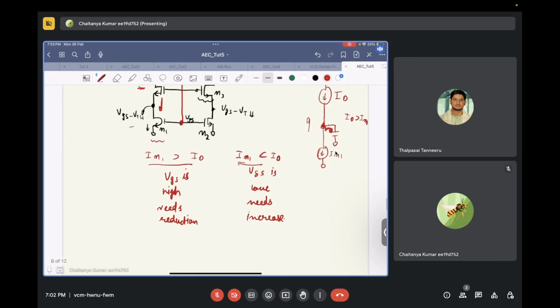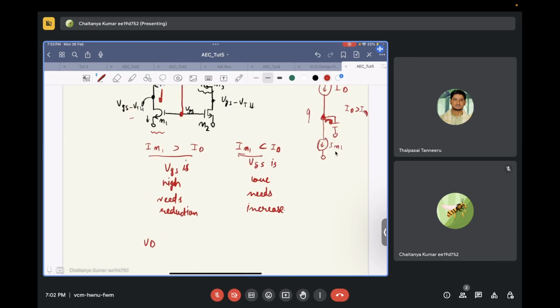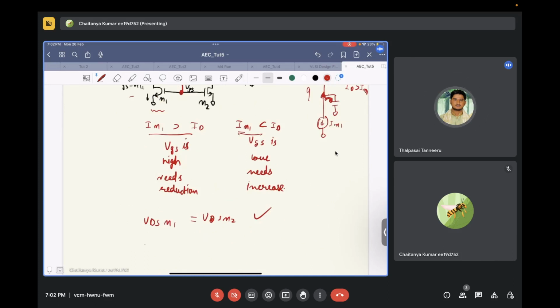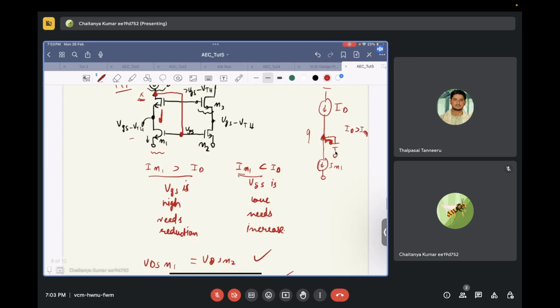So in this circuit, let's call this circuit 3, VDS of M1 is equal to VDS of M2. This is checked. That means the current copying will be exact in both M1 and M2. And at the same time, your VDS min is equal to VGS minus VTH. So again, this is also checked, that you can have a higher swing at the output of the current source, that is this node. So now this circuit seems to be complete.